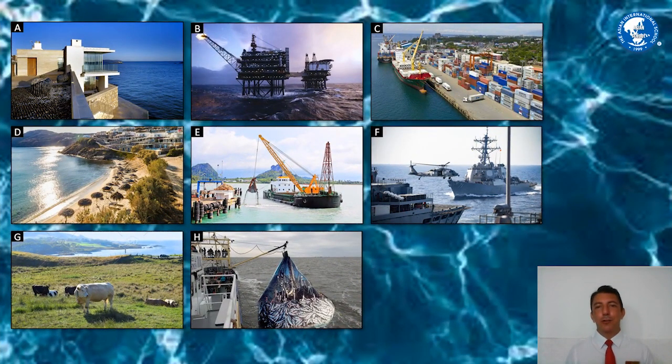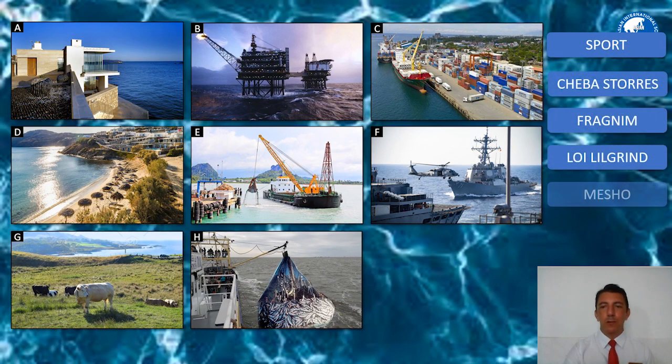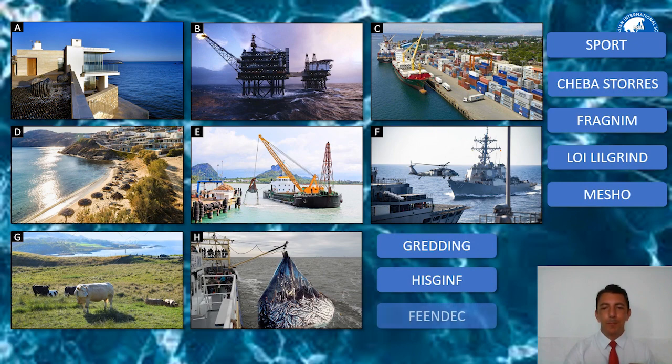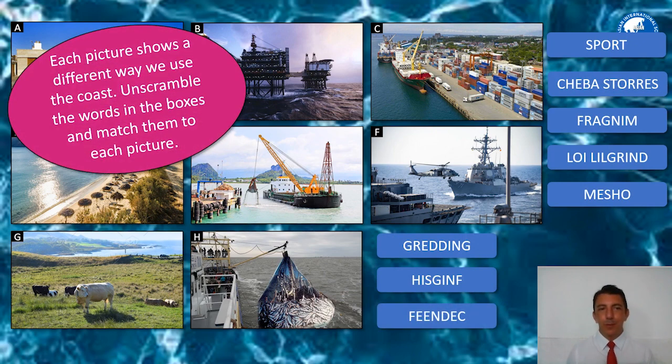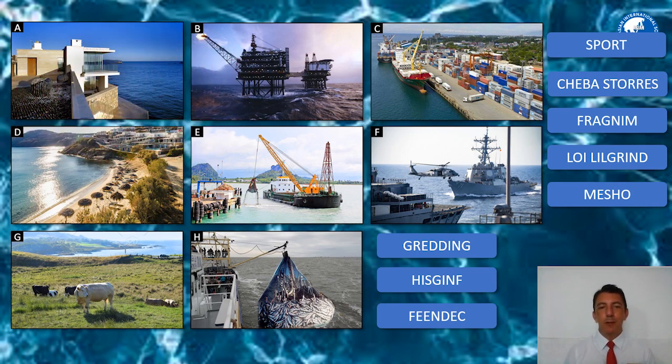So here I have 8 pictures. Each one shows a different way we use the coast. And here I have 8 scrambled words. So I want you now to unscramble each of the words in the boxes and then match them to each picture. So pause the video for a few minutes, however long you need, and when you've got all the answers, we'll continue and check.